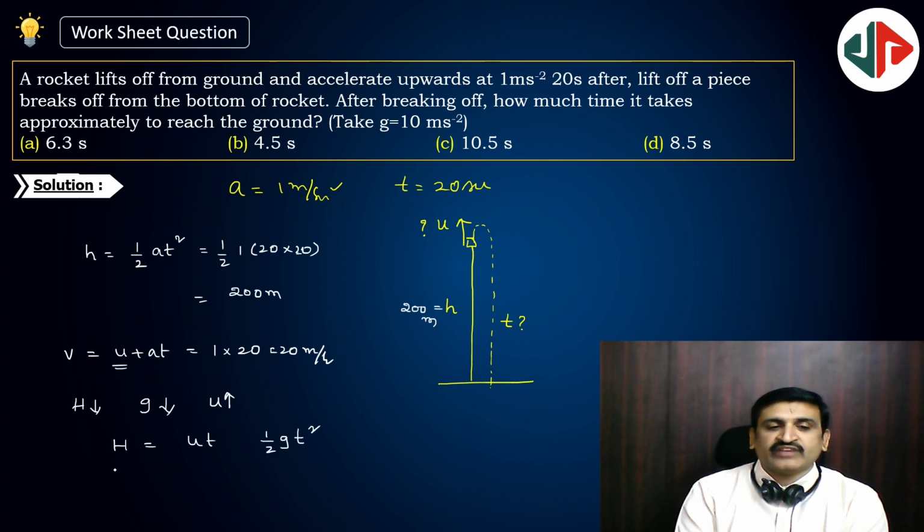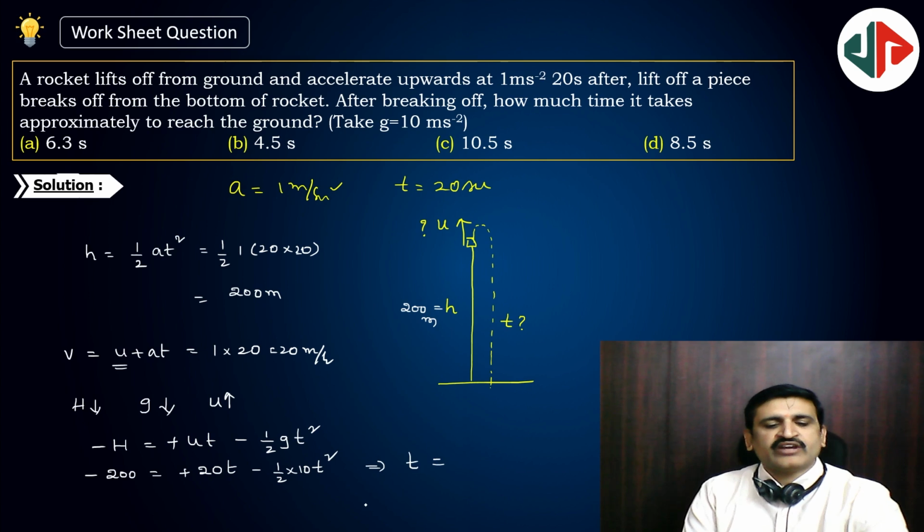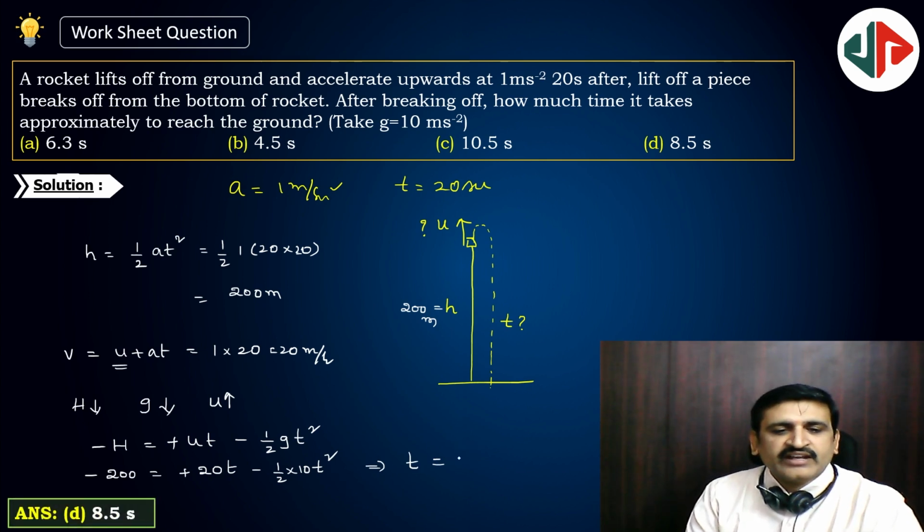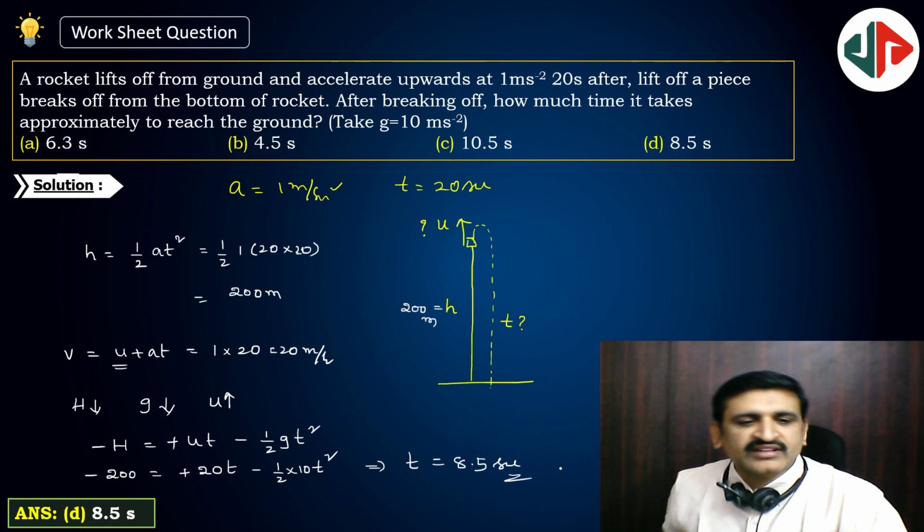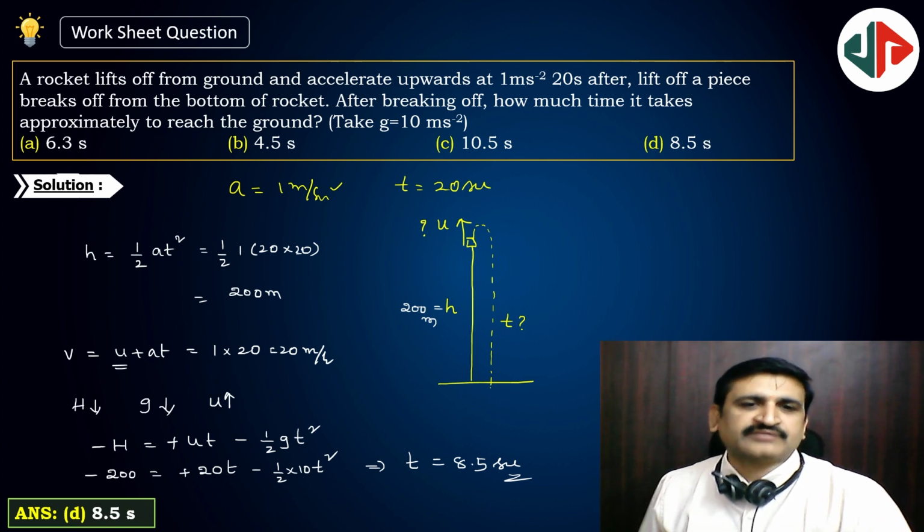Observe very carefully, I didn't write any signs, now I am writing sign. This is plus, I am putting this is minus, this is minus. That means minus 200 is equal to plus 20 into t minus half g t square. On solving for t, we will get t is equal to, how much we are going to get? We are going to get 8.5 seconds. This is the method we need to solve this question.